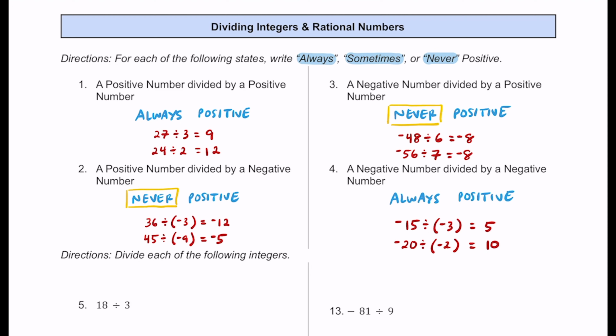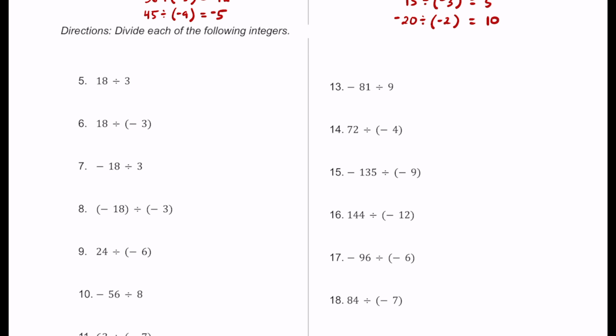So if you look at statement number 1 and statement number 4, if you have a positive divided by a positive, you're always going to get a positive answer. And in number 4, a negative divided by a negative is always going to be positive, right? Those two negatives are going to cancel each other out to get a positive, or the opposite of the opposite is just the original.